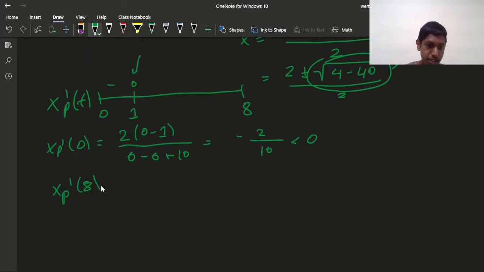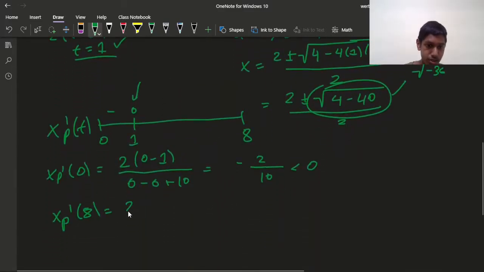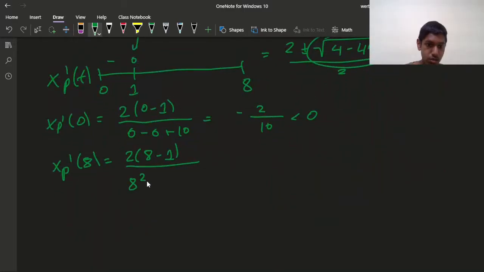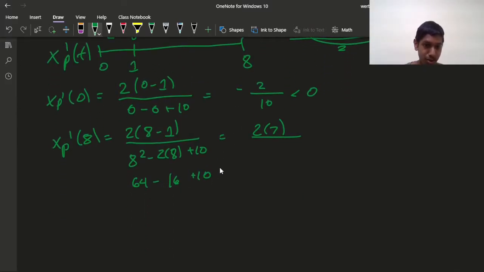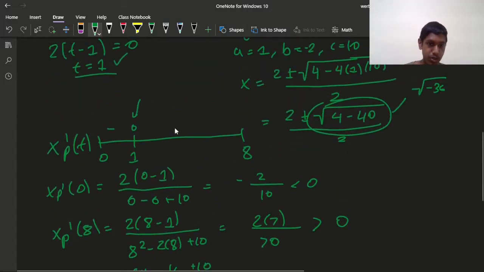So maybe I'll try it at 8 this time. 2 times 8 minus 1 over 8 squared minus 2 times 8 plus 10. That's a 2 times 7. That's kind of annoying. 64 minus 16 plus 10. I probably should have chosen a smaller number. But I'm going to have faith that it's going to be greater than 0. I'm too lazy, not going to calculate the value of this. And so we know that this is, in fact, greater than 0, so we put a little plus right there.